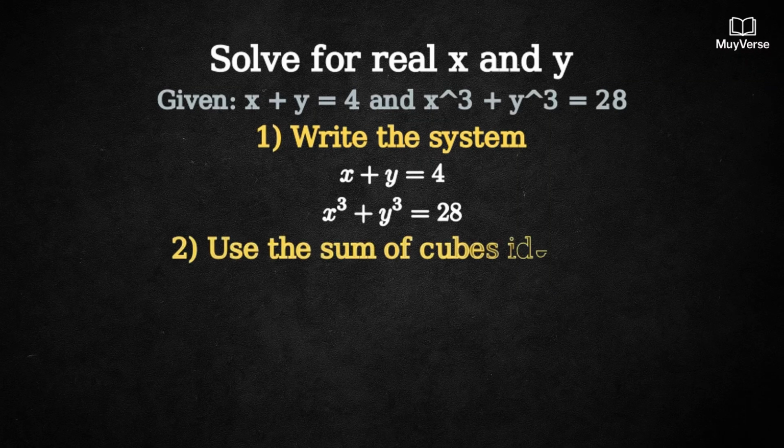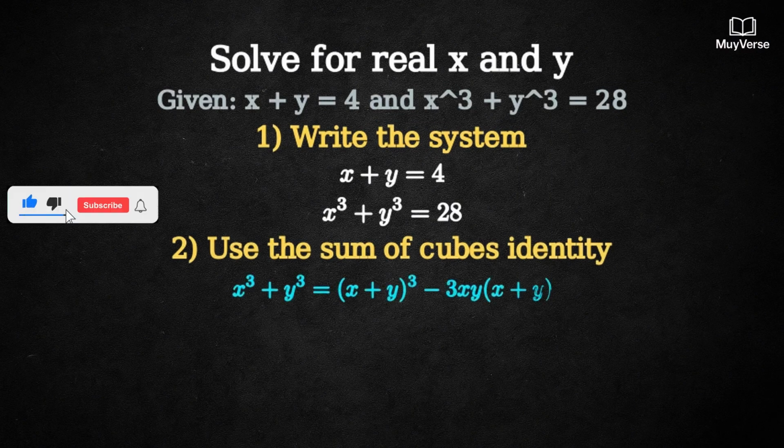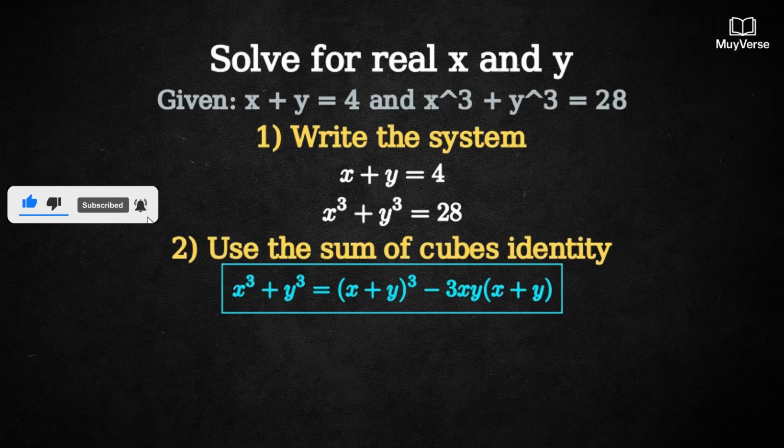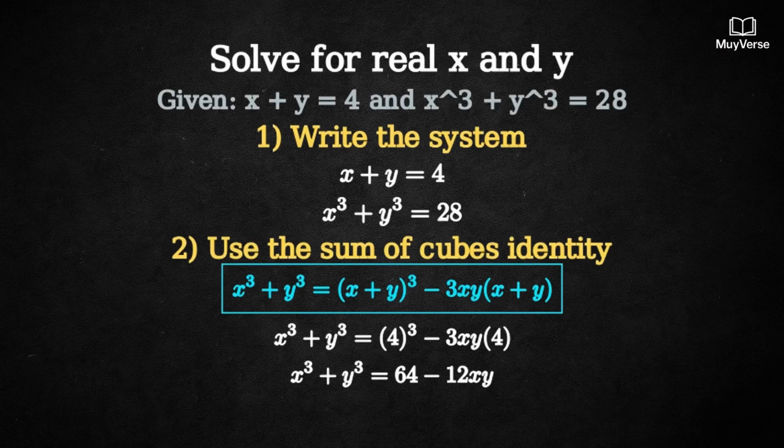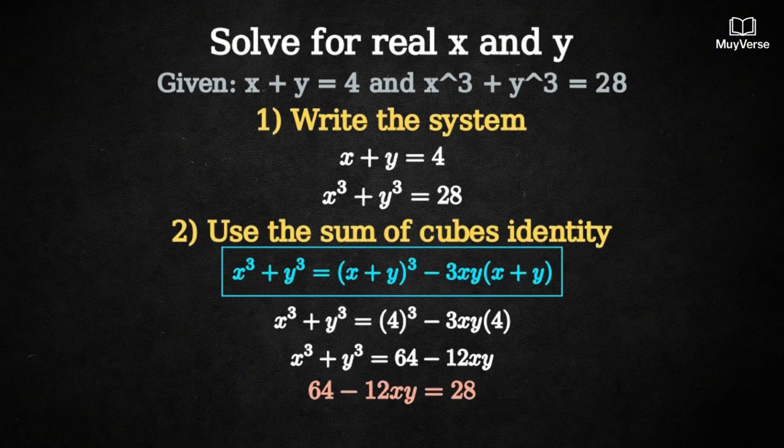Step 2. Use the identity for the sum of cubes. x³ plus y³ equals (x+y)³ minus 3xy times (x+y). Since x plus y equals 4, substitute that into the identity. We get x³ plus y³ equals 4³ minus 3xy times 4. That simplifies to 64 minus 12xy. But we also know that x³ plus y³ equals 28. So set 64 minus 12xy equal to 28.